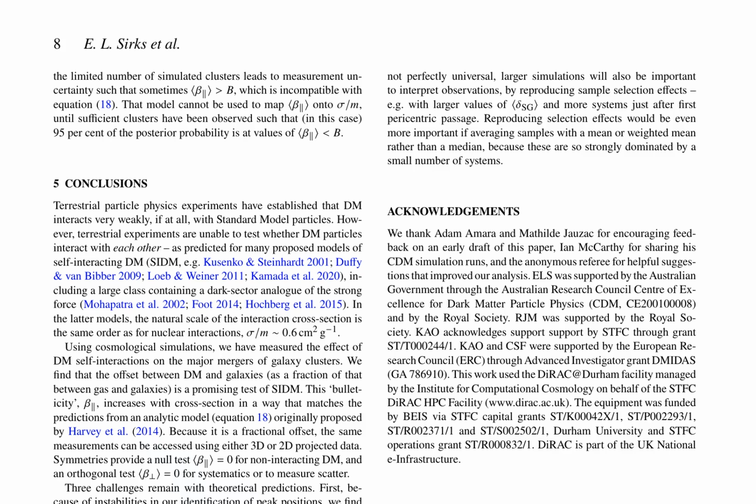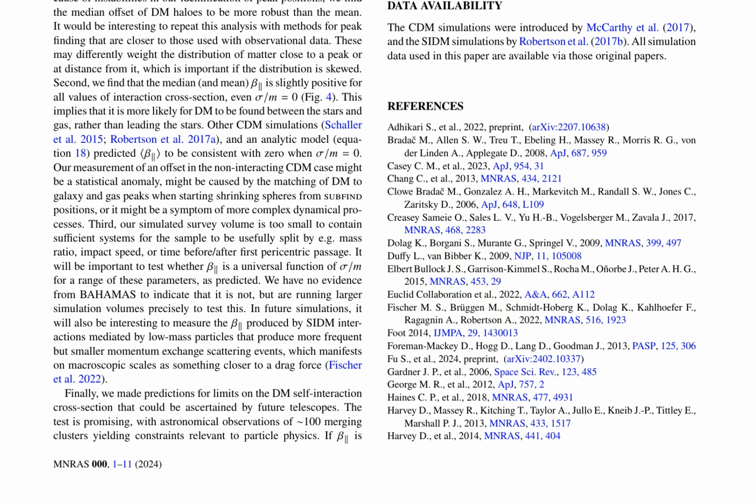The authors investigate the possibility of testing SIDM models using galaxy cluster mergers, utilizing cosmological simulations to measure the offset between dark matter and galaxies, termed bulleticity, beta parallel. They find that beta parallel increases with the interaction cross-section, matching predictions from an analytic model, and can be used as a promising test of SIDM. The authors forecast the ability of future surveys to rule out the null hypothesis of non-interacting dark matter using beta parallel measurements, estimating that a large sample of merging clusters would be required to achieve constraints relevant to particle physics.